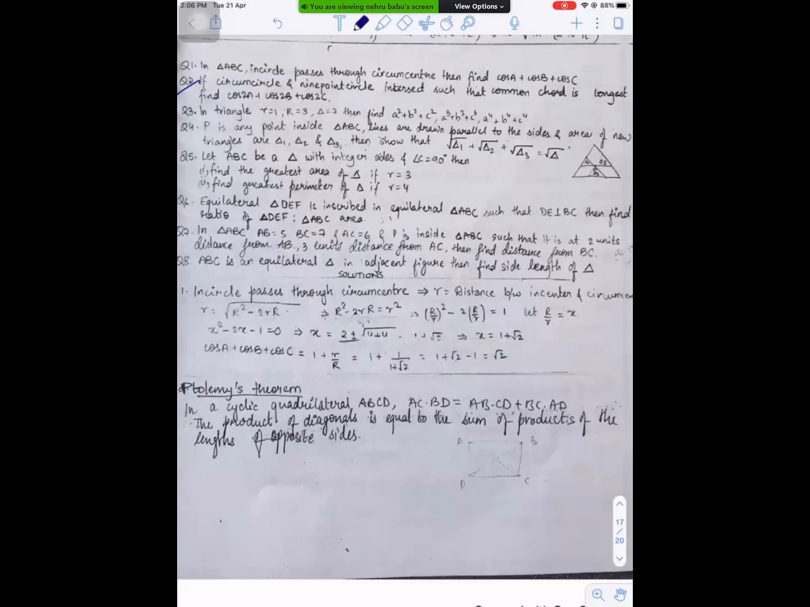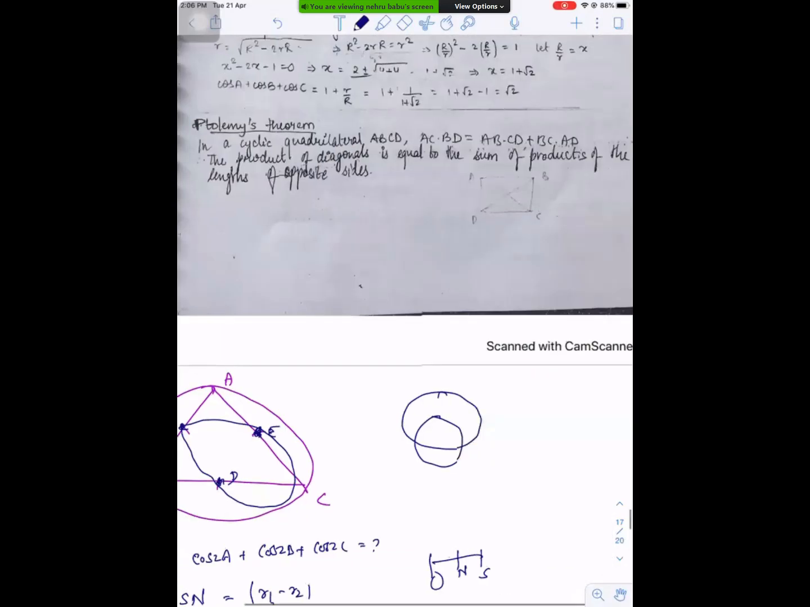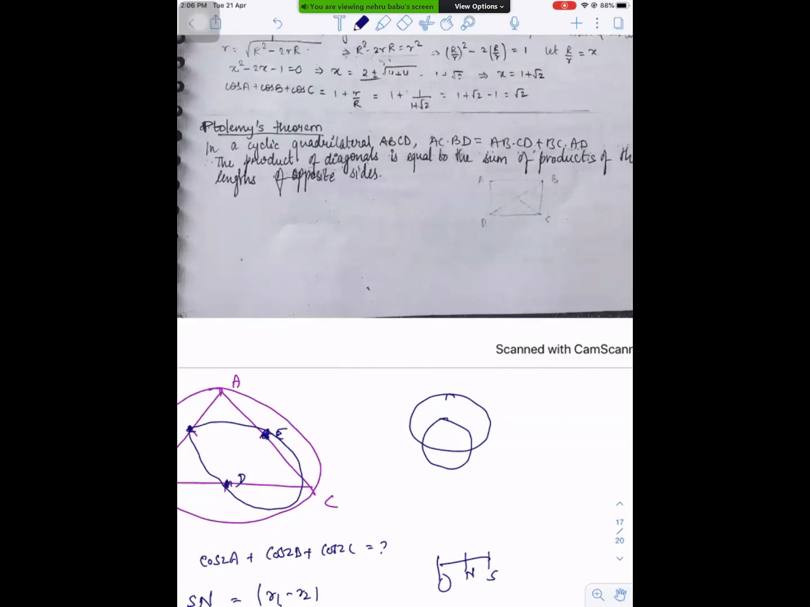Okay, some general problems we discussed, some problems are normal. Next, even this result is also useful for you sometimes: Ptolemy's theorem. What is the statement of Ptolemy's theorem? In a cyclic quadrilateral, if you take a cyclic quadrilateral like this, ABCD, the product of diagonals AC into BD equals the sum of the products of opposite sides. So AB, opposite side CD, plus AD, opposite side BC. Remember the statement also.